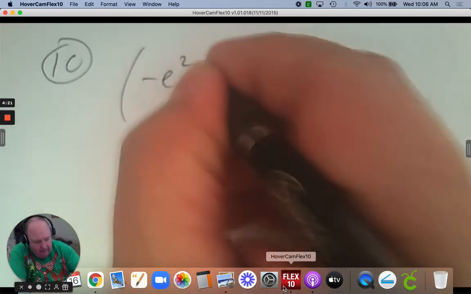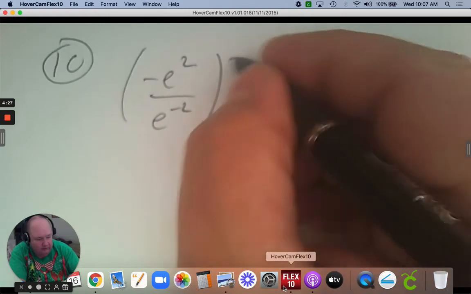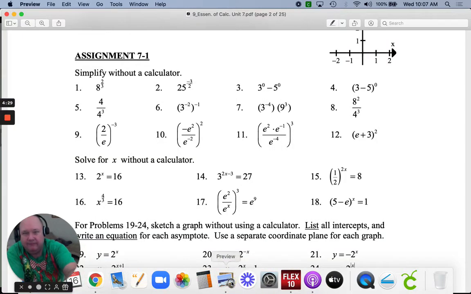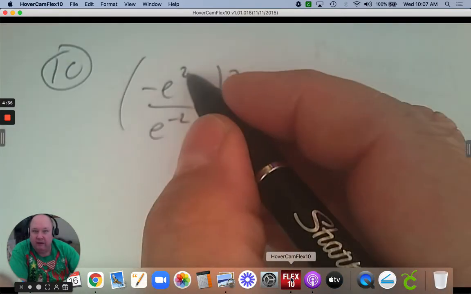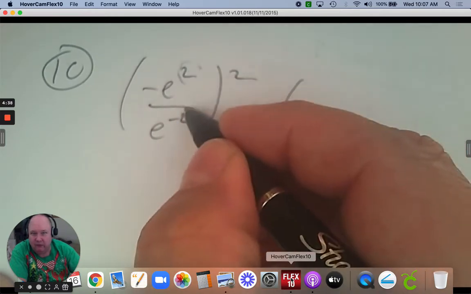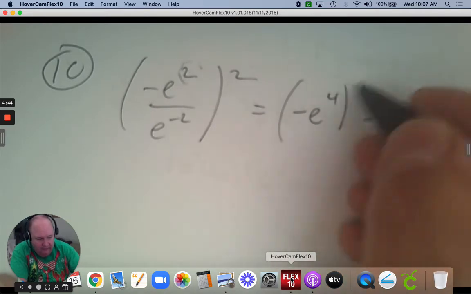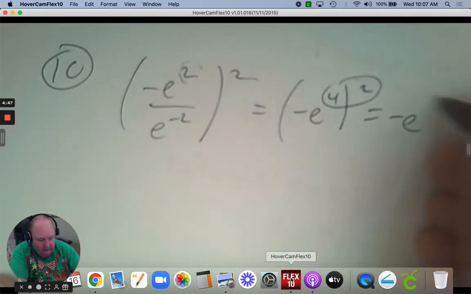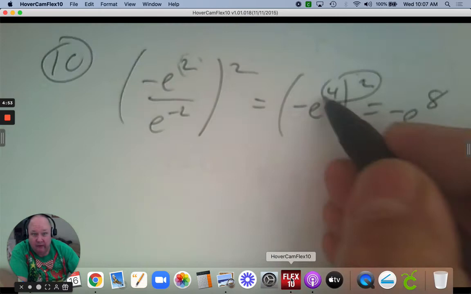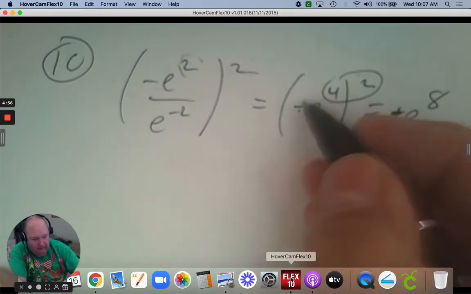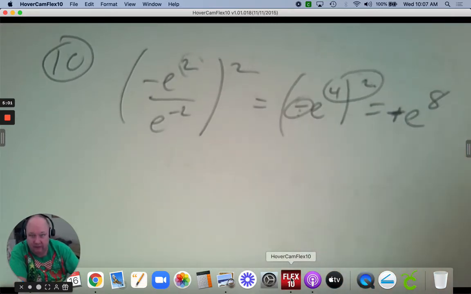Number 10. Oh, I can do this side. Negative e squared over e to the negative 2, and that's squared. Make sure I wrote down the question right. So inside the parentheses, when the bases are the same, you subtract the exponents. So 2 subtract negative 2 is 4. So it's negative e to the positive 4. And then multiply the exponents together. So I get negative e to the 8. Oh, and because you're squaring, the negative becomes positive. So it's positive e to the 8.